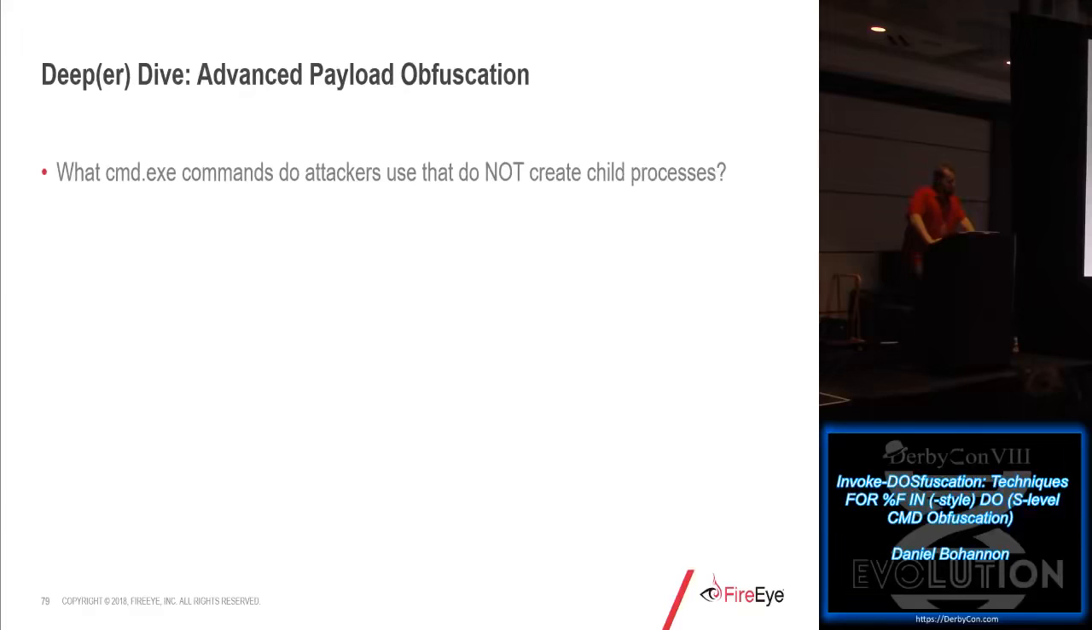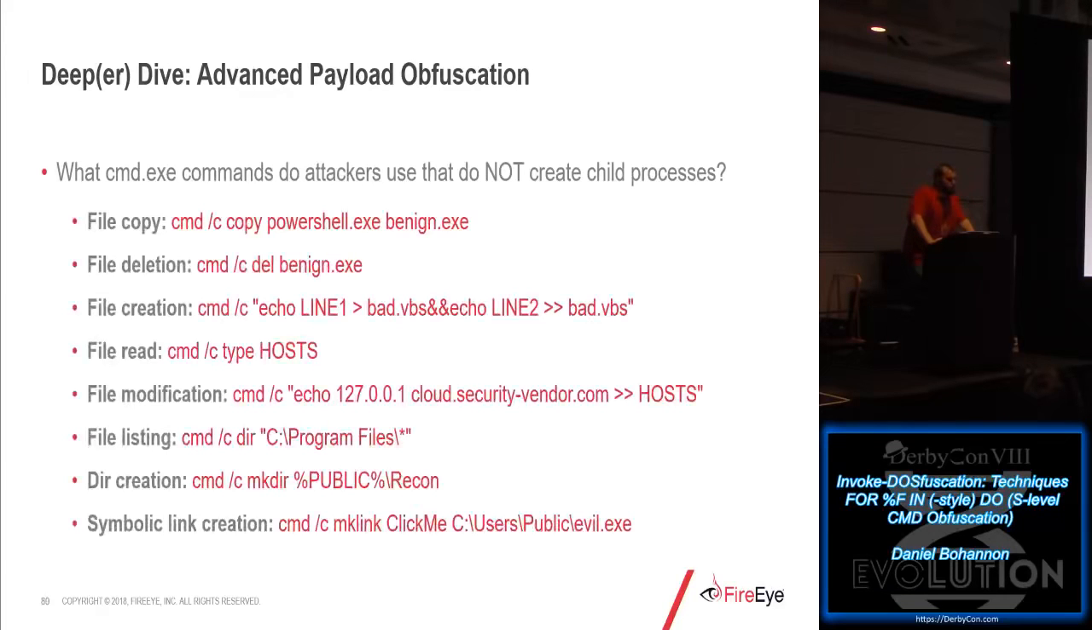So as a defender, you may again say, okay, well, I don't care about this obfuscation because the child process will still run and I'll catch that. Well, one of my pushbacks on that would be there's a lot of reconnaissance commands, let's say, that an attacker could run that never produces a child process.